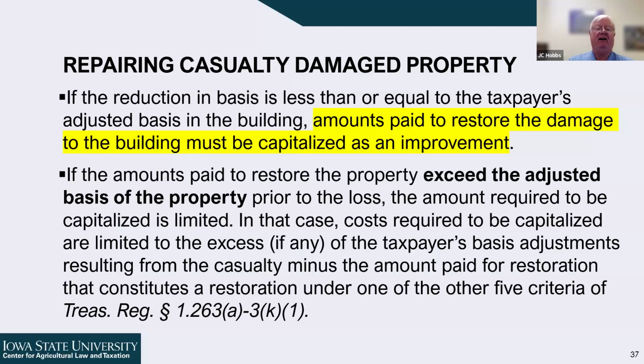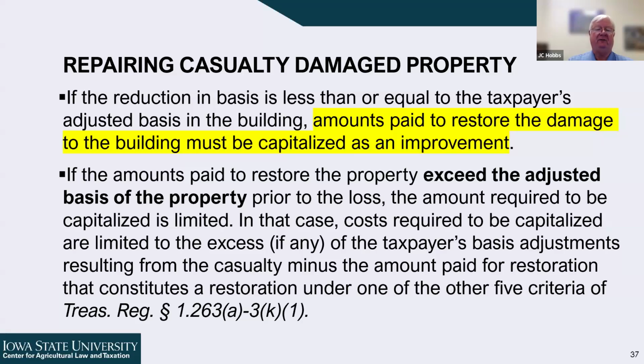Now, what happens if we decide to repair it? So we decide that we're going to repair the damaged property. We look at the reduction in the basis. If it's less than or equal to the taxpayer's adjusted basis in that building, amounts paid to restore the damage are capitalized as an improvement to that building. So what does that mean? Once we figure out what the new pieces are, as long as it's capitalized into the improvement, at some point in the next year, we'll be able to depreciate it. So they're not lost. The capitalization means all we do is add it to the basis, that becomes depreciable.